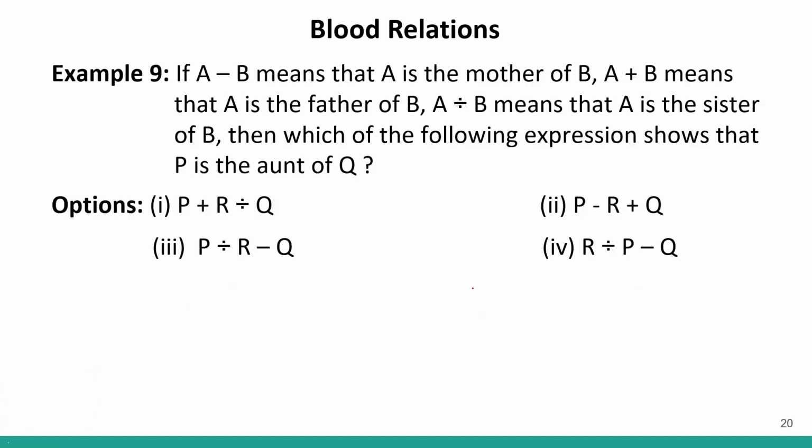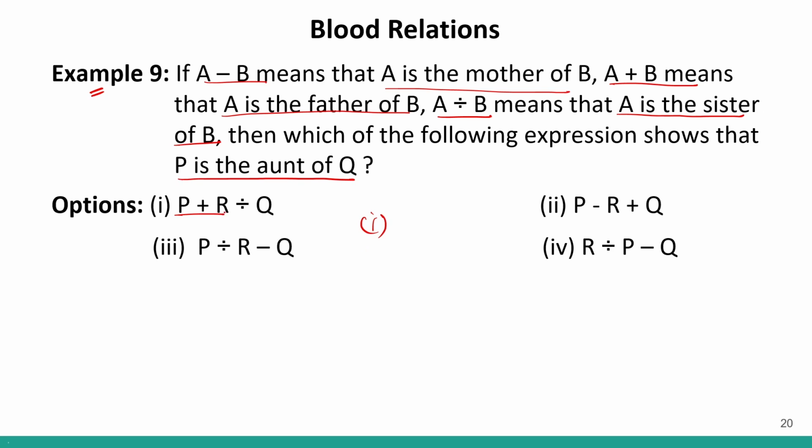Okay? Example number 9. Again, same type of question. Let us look at this. A minus B means A is the mother of B. A plus B means A is the father of B. A divided B means A is the sister of B. Then we have to find out which of the following expressions shows that P is the aunt of Q. So let us solve for option number 1.